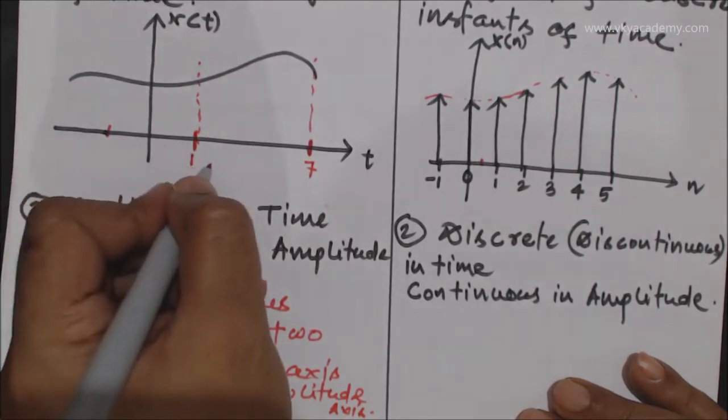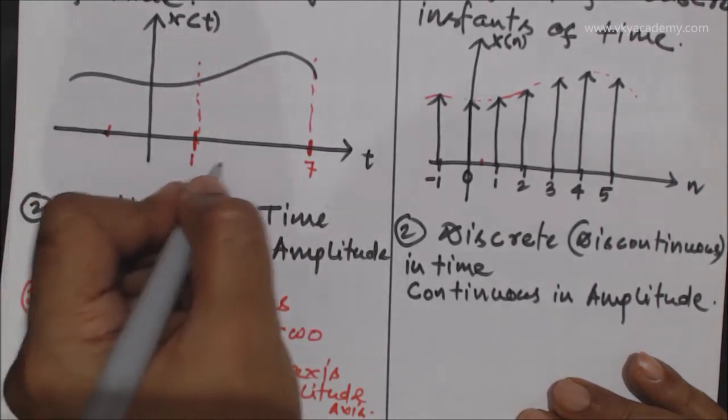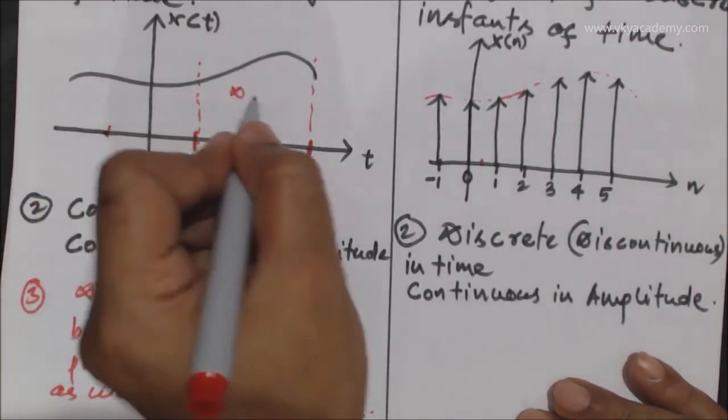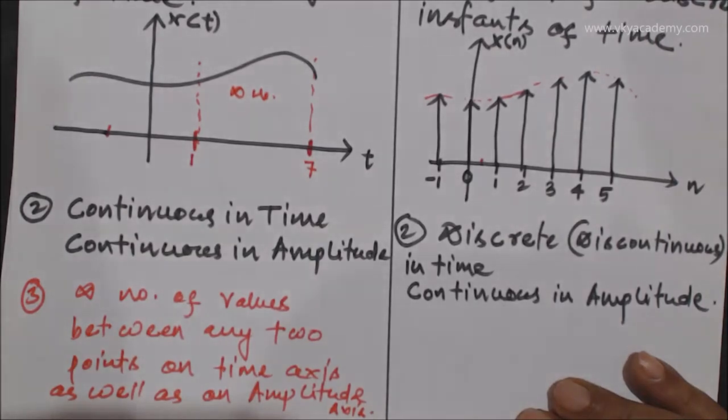such as 1.1, 1.01, 1.001 and so on. So infinite number of values are available between any 2 points on the x-axis.